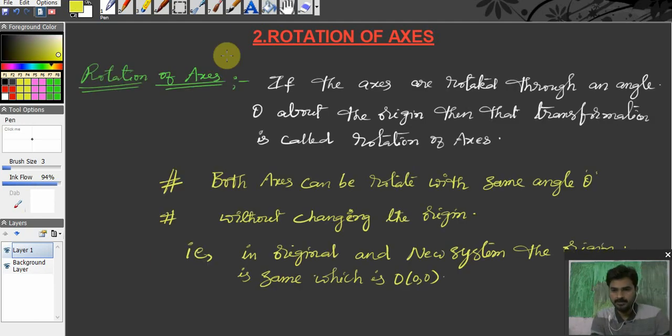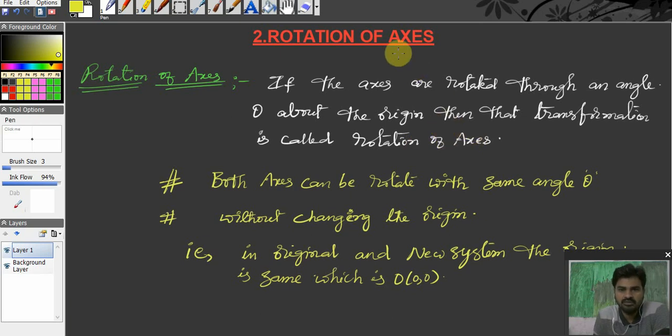Look at the definition of rotation of axis. If the axes are rotated through an angle theta about the origin, that means we rotate both the x-axis and y-axis at the origin. Suppose the x-axis is rotated with an angle theta, and in the same way the y-axis is also rotated with an angle theta. Such a transformation is called the rotation of axis.